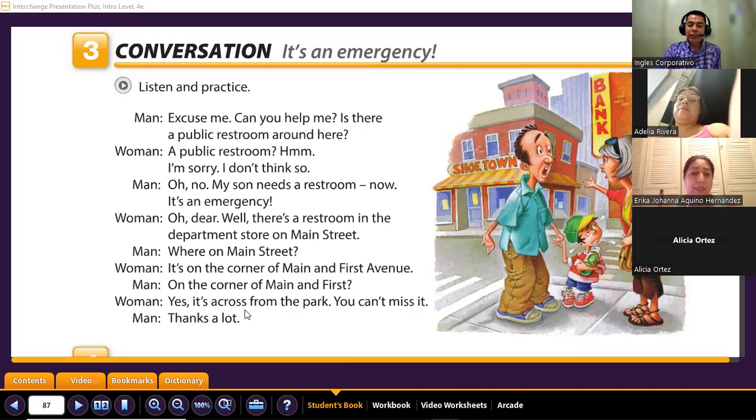Then we say here, it's across. Listen, Erika, it's across from the park. So when you're talking about the restroom, you say the restroom is across from the park. But here we make a substitution for restroom and we say it, right? Instead of saying restroom, we say it. It is, or a contraction, it's across. Okay, that's it. Now let's continue.